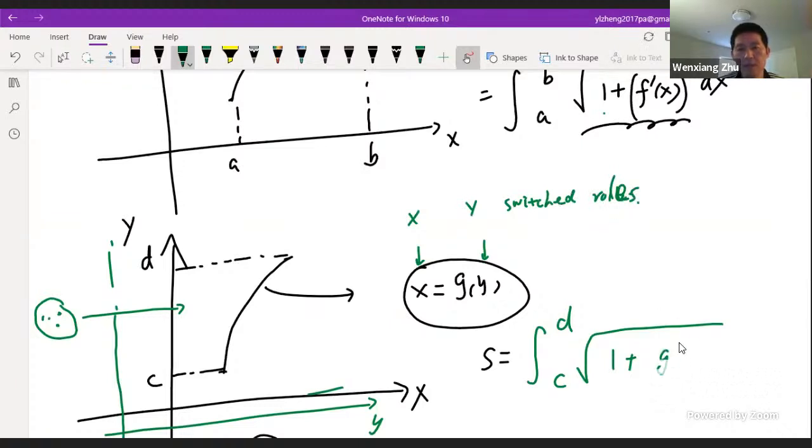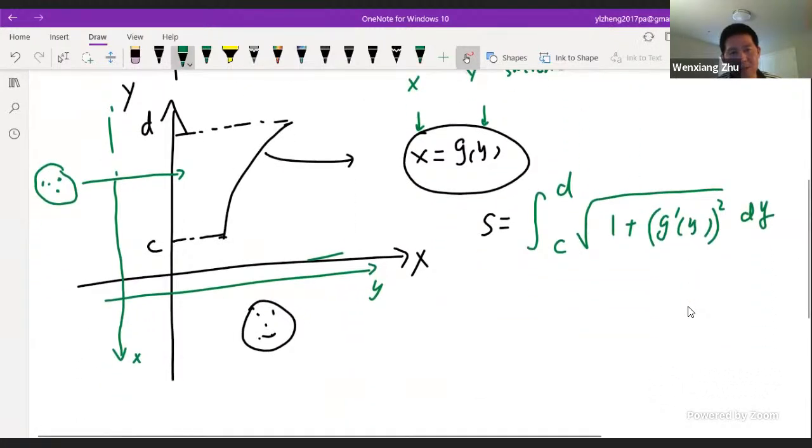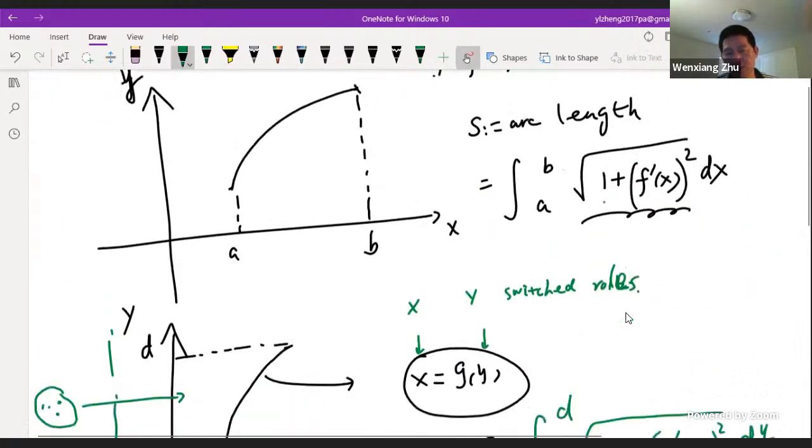So all you need to do, you take the derivative of x with respect to y, then square that. Now you do that with respect to y. Does that make sense? The way I'm explaining this, right? Okay. So you don't have to repeat the whole process. You just rotate your head and you see basically these two are the same.